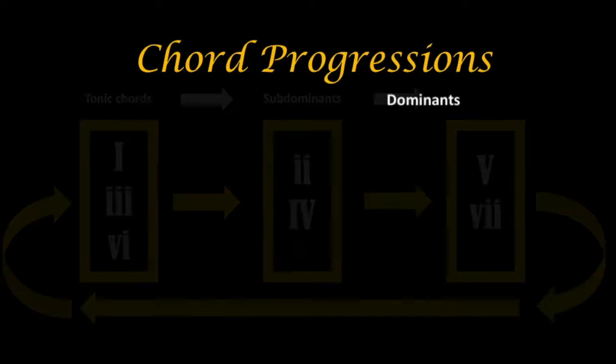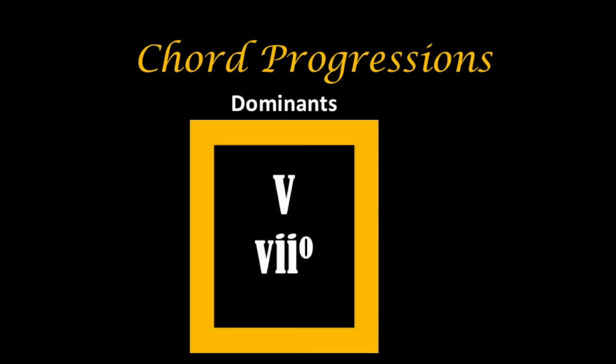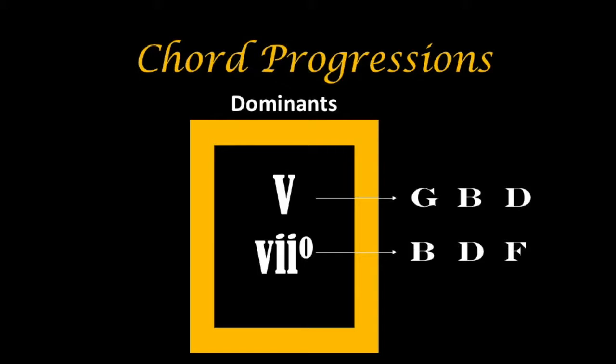And finishing with the dominants. So the 5 and the 7 with the little 0 in superscript is the diminished chord. So chord 5 in C major is G major, and chord 7 is B diminished. Again, we are sharing 2 notes, but if we look at the dominant 7 chord, which is the most common 7 chord, we add an F, and then we're sharing all 3 of the diminished.